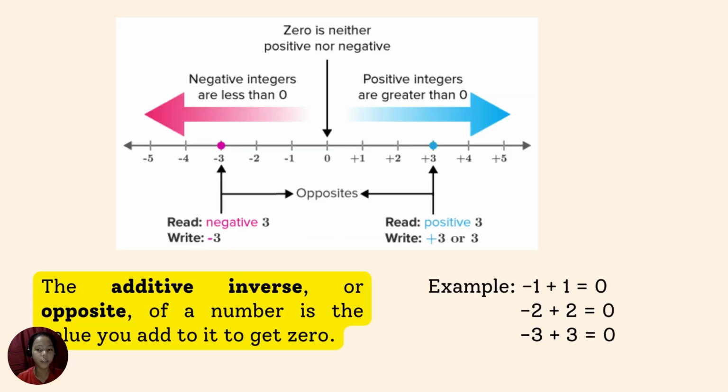Next, the additive inverse or opposite of a number is the value you add to it to get 0. For example, negative 1 plus positive 1 equals 0. Negative 2 plus positive 2 equals 0. Negative 3 plus positive 3 equals 0.